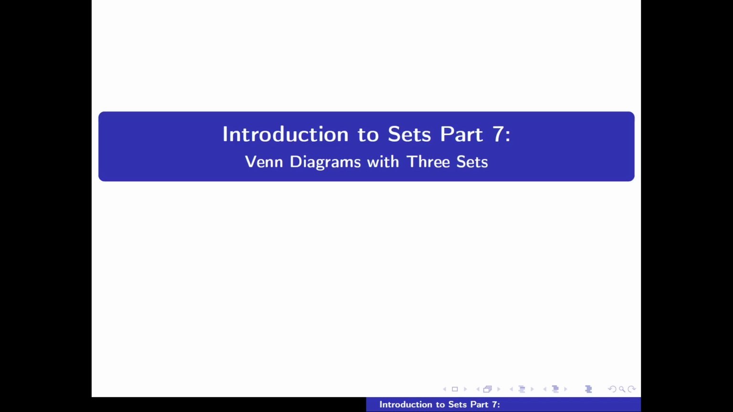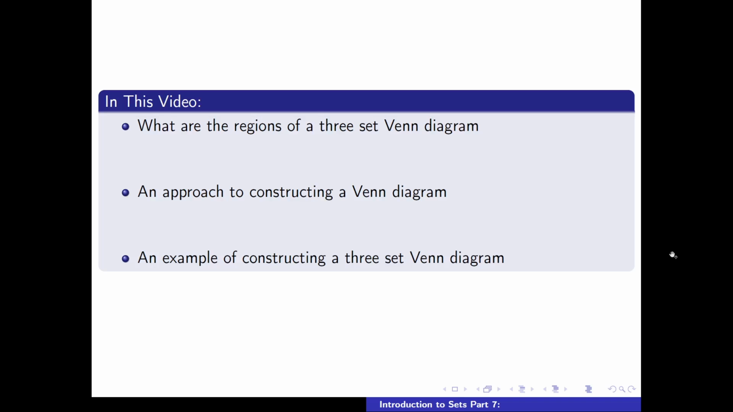Today we're going to continue our series on the Introduction to Sets. This is part 7 of a multi-part series, and this one is on Venn diagrams with 3 sets. In this video we're going to describe the regions of the 3-set Venn diagram, as well as an approach to constructing such a Venn diagram, and then we'll use an example of how to construct a 3-set Venn diagram.